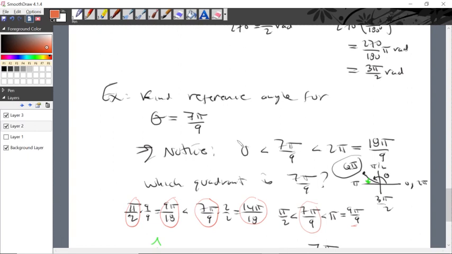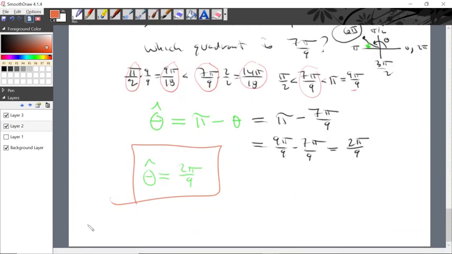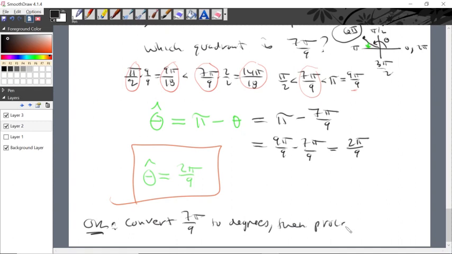Speaking of just like we did with degrees, the other option you might prefer at the start would be to convert this into a degree measure, and then just proceed with it as if it was degrees. Okay? So the other option is that we can simply start by converting 7 pi over 9 to degrees, and then proceed with finding theta hat.